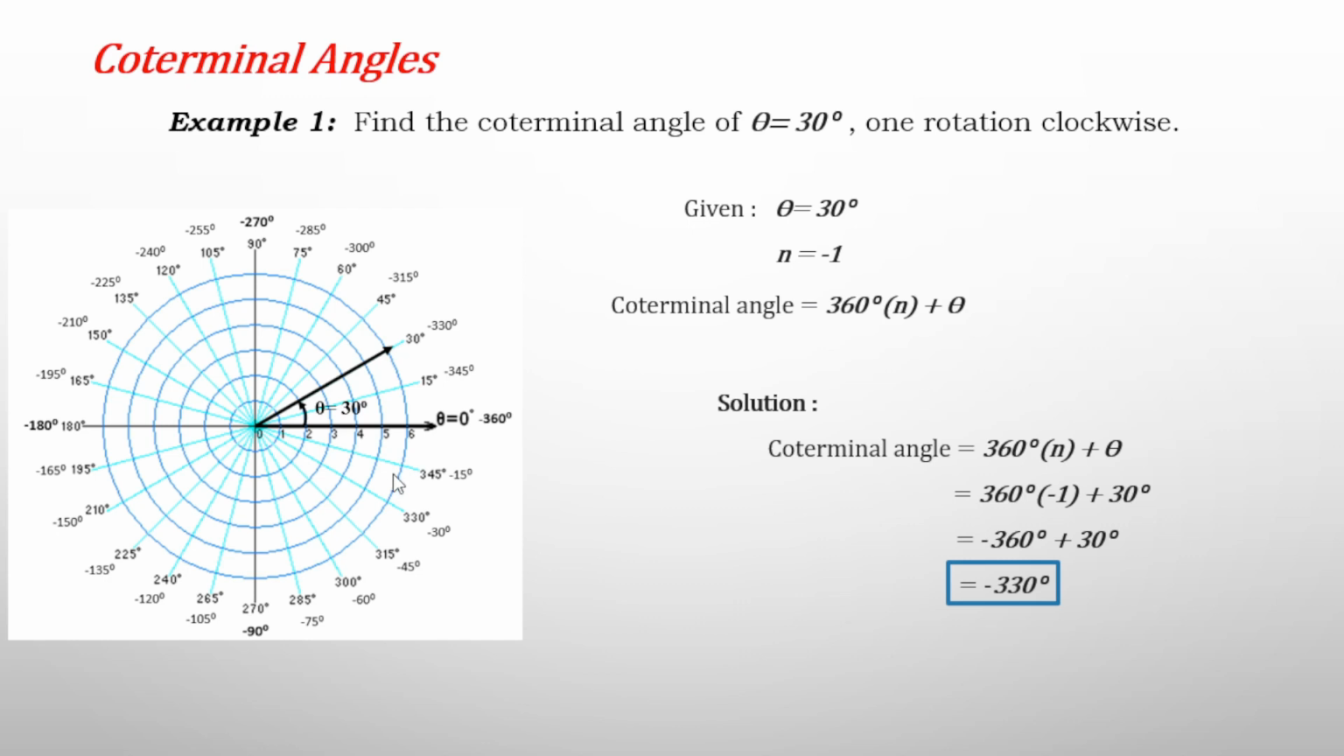As we illustrate now in our graph, this is the coterminal angle, negative 330 degrees. As you can see, if you graph negative 330 degrees, the terminal side will coincide with the terminal side of 30 degrees.